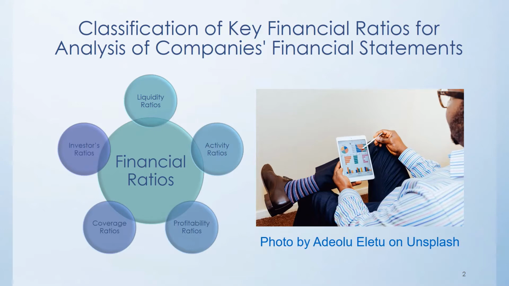And they do that by comparing the ratios with different periods of the same entity, or an entity's ratios may be compared with its competitors, even with the industry average. With this comparative analysis, they can identify a trend and make rational decisions. So ratios are very important, and therefore we need to understand the various classifications of all the financial ratios to analyze the company's financial statements. Ratios can be classified under 5 categories: liquidity ratios, activity ratios, profitability ratios, coverage ratios, investor ratios. Today we are going to discuss all these ratios in detail in subsequent slides.